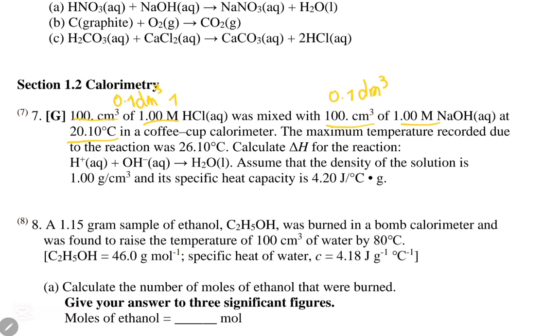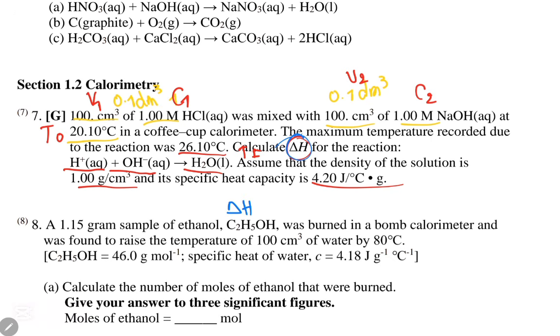So I have V1, C1, V2, C2. I have temperature, okay? The maximum temperature recorded due to the reaction was 26.1 degrees. So temperature initial, temperature final. Assume that delta H for the reaction, they gave us the balanced equation: H plus aqueous plus OH minus will give us H2O. Assume the density is 1 gram per centimeter cubed, then specific heat capacity is this. So from all of this, they want us to find delta H.